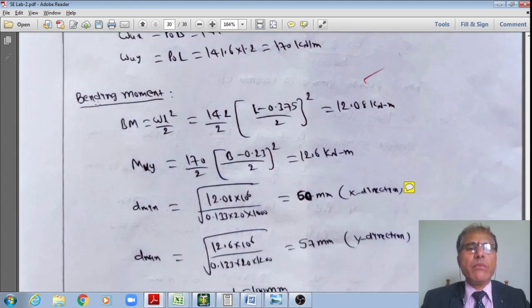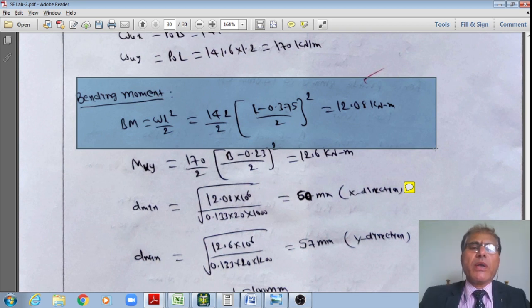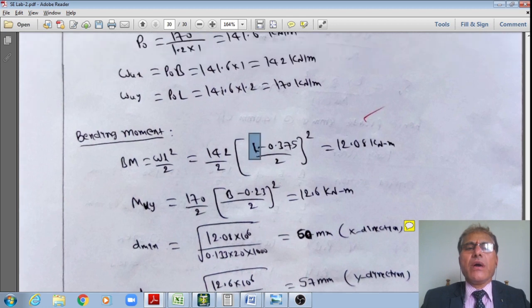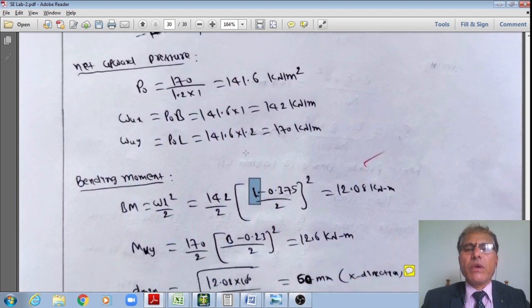Then I'll calculate the bending moment, right? The net bending moment is a cantilever bending moment, which is WL square by 2. Therefore, what is the cantilever along this 1 meter direction, as well as along this 1.2 meter direction, both, right? Along this length means along the 1.2 meter direction.